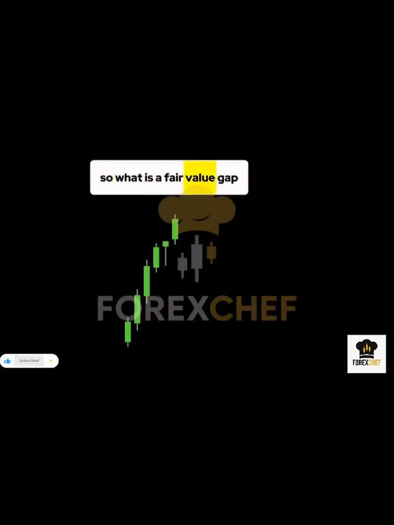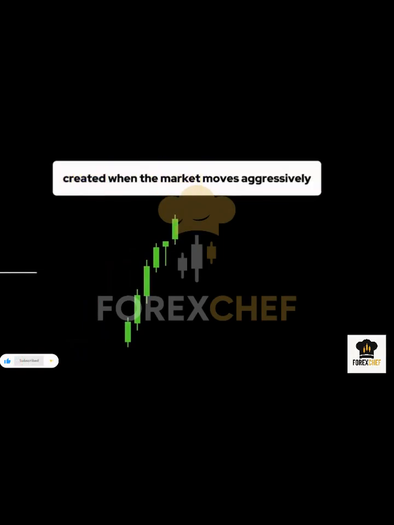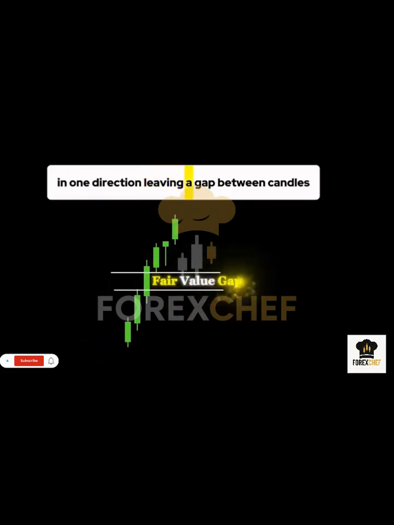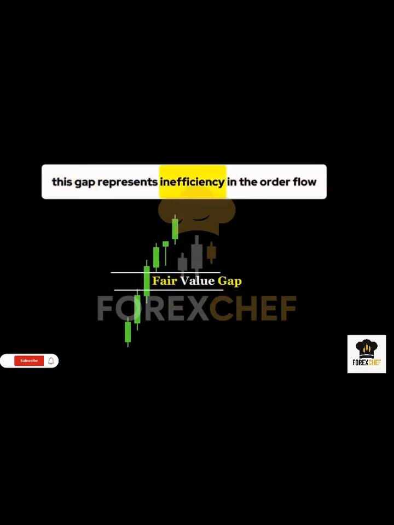So what is a fair value gap? A fair value gap is a price imbalance created when the market moves aggressively in one direction, leaving a gap between candles where no transactions occurred. This gap represents inefficiency in the order flow, an area where buy or sell orders were left unfilled.